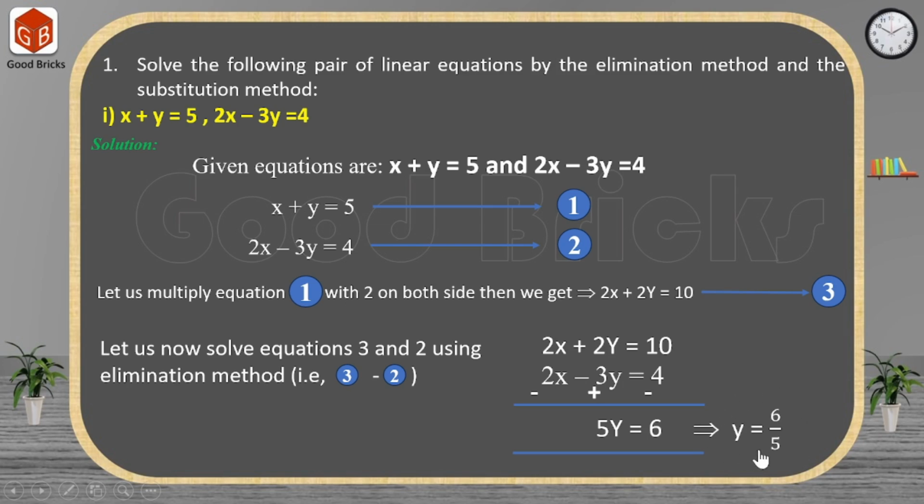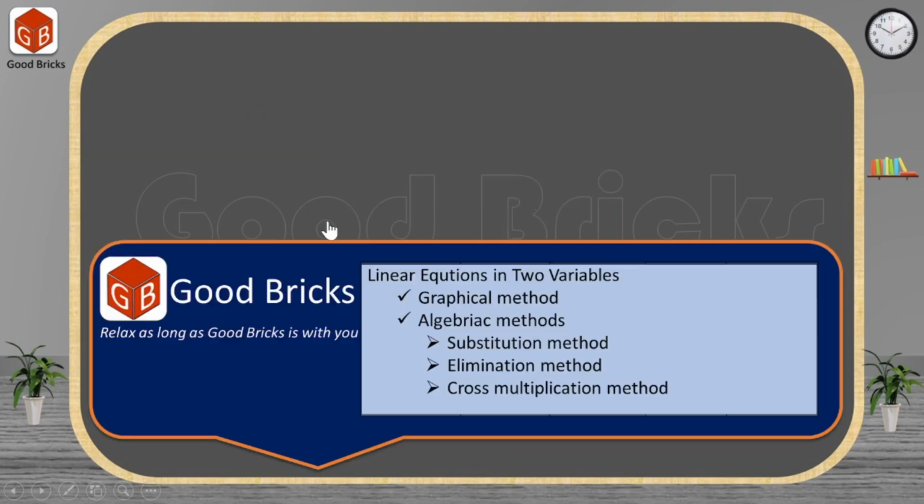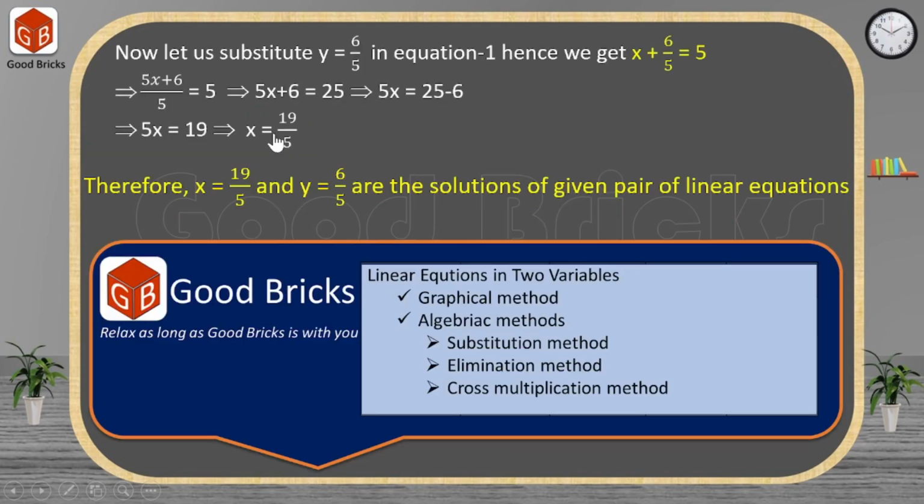Now we got the y value only, but we still have to get the x value. So let us take this y value and substitute it in equation 1. In place of y, if you put 6 by 5 you will get the x value also. See here, in place of y we kept 6 by 5, then we got x is equal to 19 by 5. So finally we got 19 by 5 and 6 by 5 as the solutions of the given pair of linear equations using the elimination method.